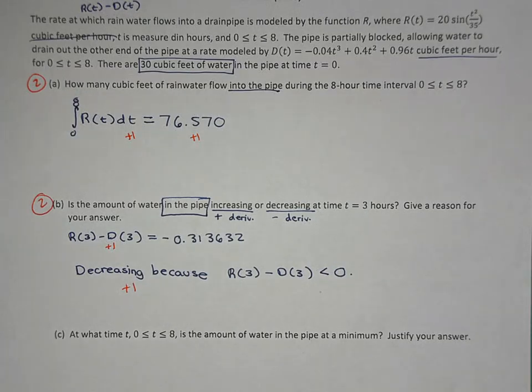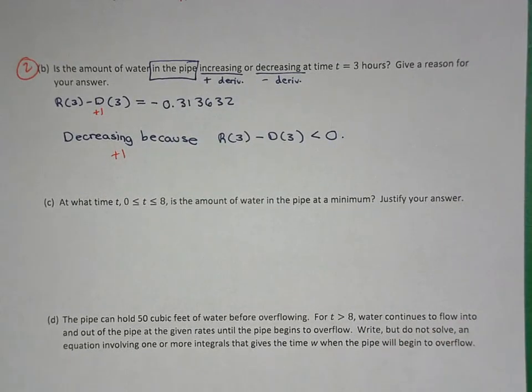Okay, C: at what time t between 0 and 8 is the amount of water in the pipe at a minimum? Justify your answer. Minimums and maximums could show up on the AP test. We've talked about this over quite a few different FRQ videos. How do we find maximums and minimums? It comes out of 3.1. We take the derivative, we set it equal to 0, and then we plug those candidates, along with your two endpoints, into your original function, whatever your original function happens to be.